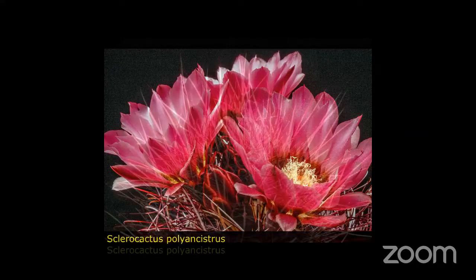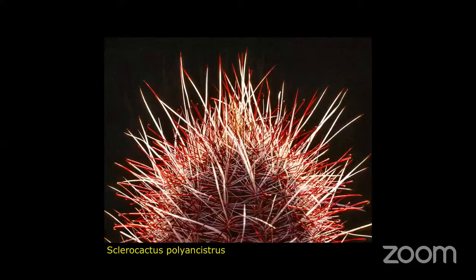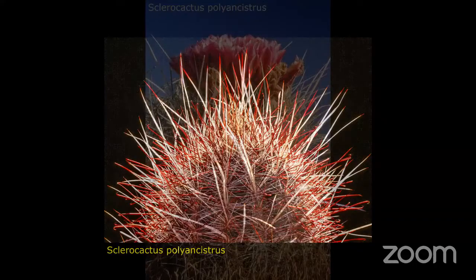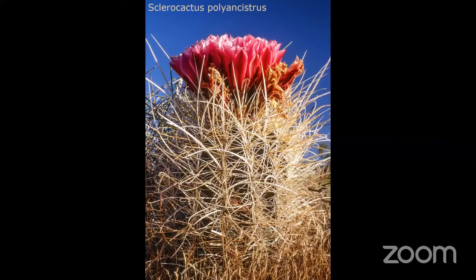So here's a photo of one that's backlit, showing the spines off very well. And there is an area in the El Paso Mountains, just to the east of Red Rock Canyon in California, where the plants are blondes. That is, they have all white spines like you see in this photograph.